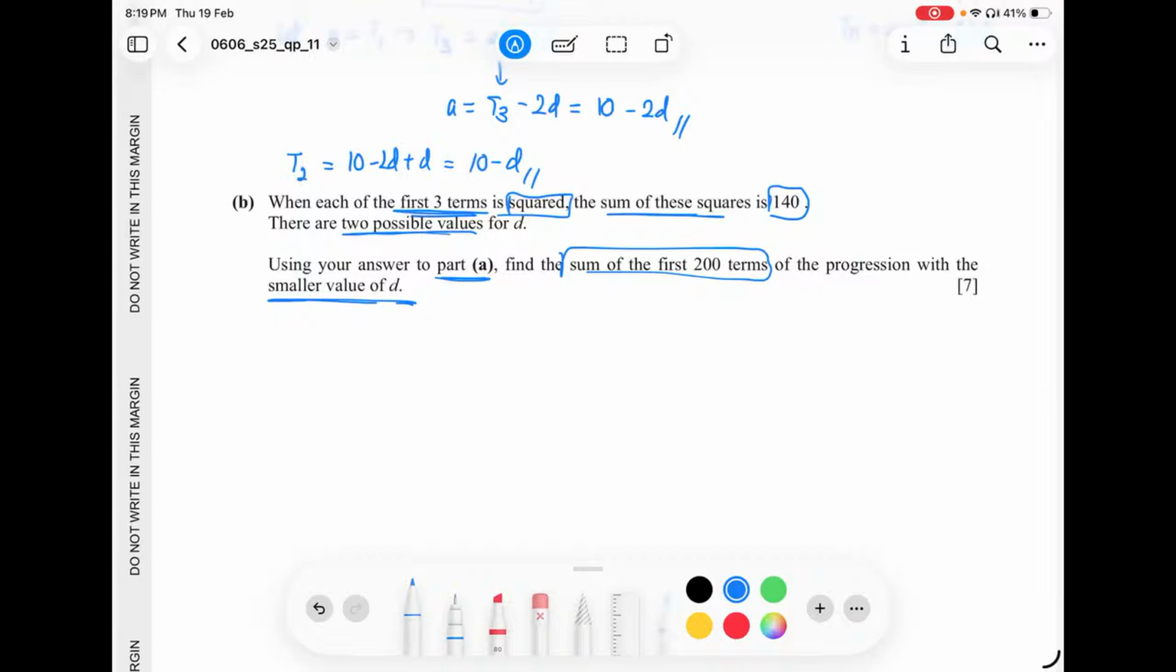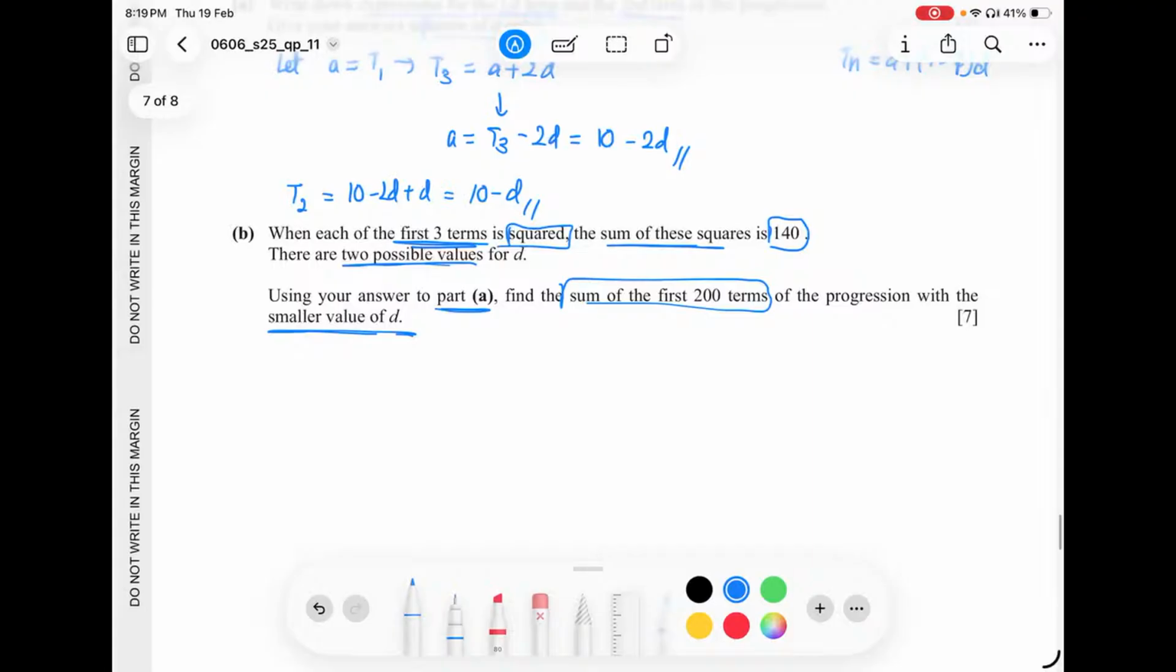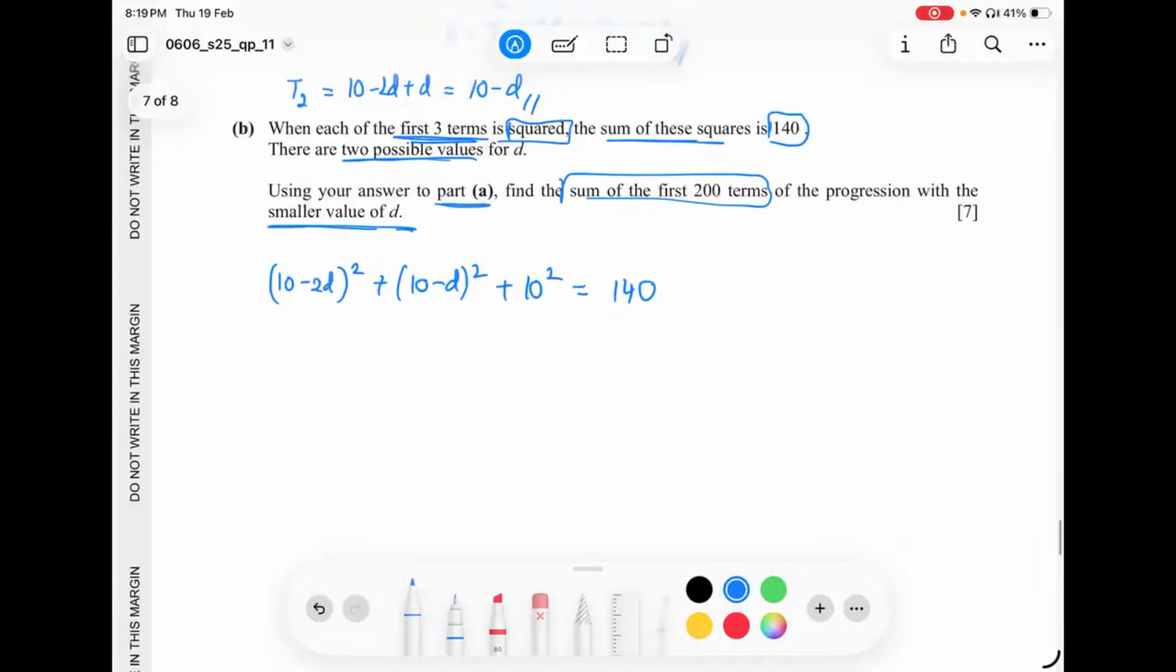So what they told us is, when you square all the terms and take the sum of it, so (10 minus 2D) squared, that's your term 1. Term 2 is (10 minus D) squared, plus 10 squared. This gives you 140. So this is the equation you need to construct from the given information in the question. So now what we do, you expand.